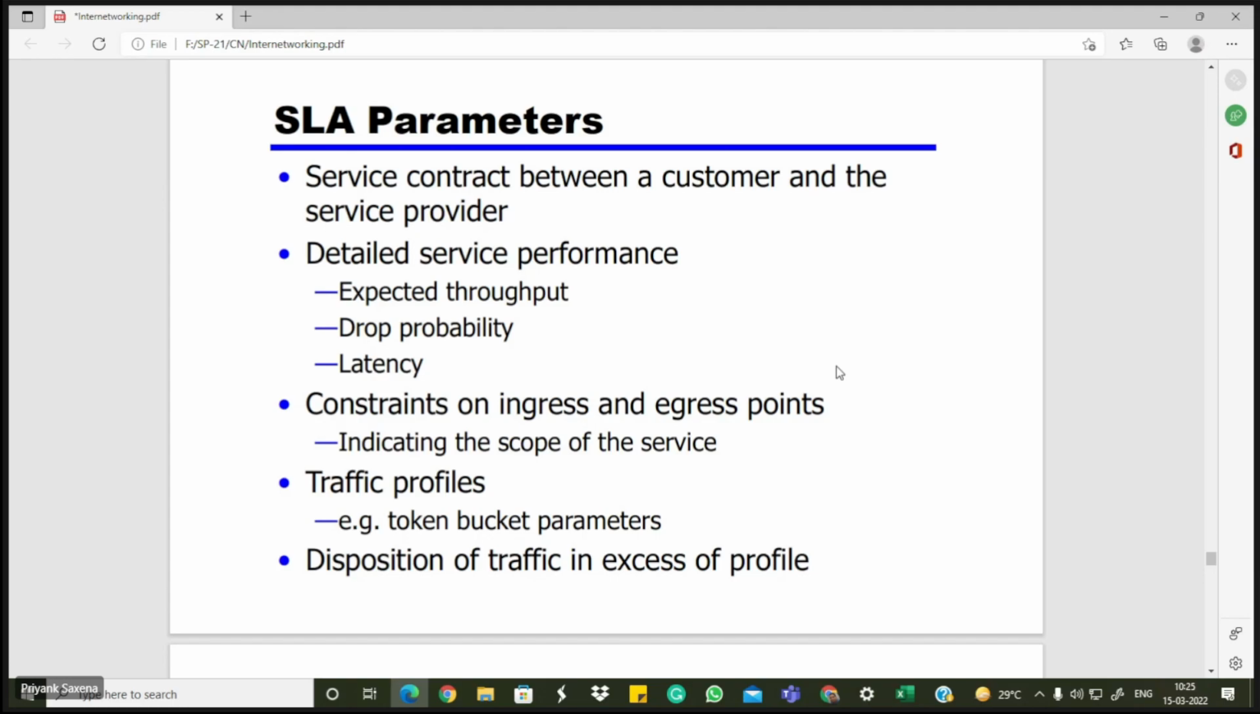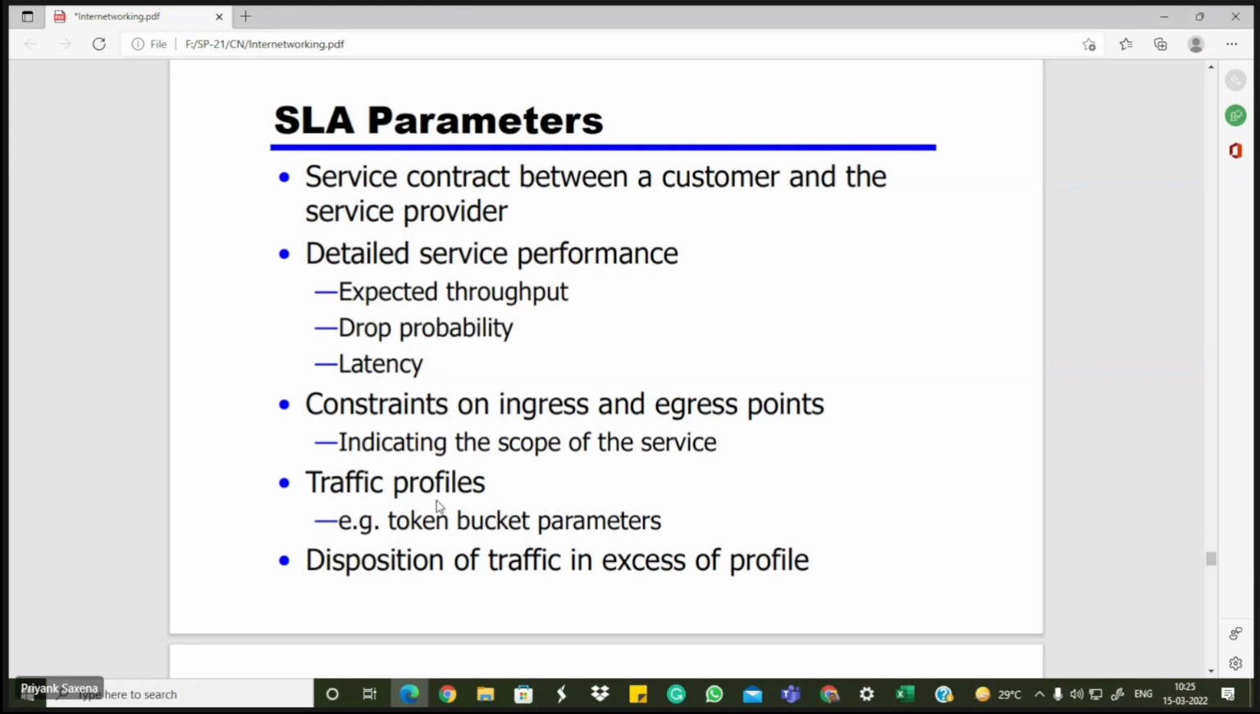Once a customer submits a number of packets to obtain differing quality of service, the service provider tries to give them the agreed quality of service, what is listed in the SLA. There are constraints on ingress and egress points indicating the scope of the service, like whether it is limited to this domain, and if the intended destination is outside that, how will it do that?